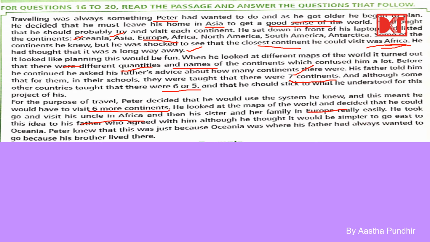Then he took this idea to his father, who agreed with him, although he thought it would be simpler to go east to Oceania. Now, although his father thought कि easier क्या रहेगा कि पहले east में Oceania चले जाए, but he still agreed with Peter कि चलो ठीक है, his idea is also fine. But then Peter knew that this was just because Oceania was where his father had always wanted to go because his brother lived there. Now, Peter could figure out that because his brother lived there, that's why his father wanted him to go to Oceania.